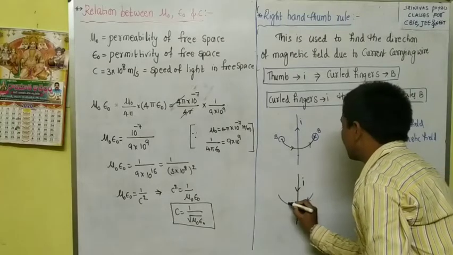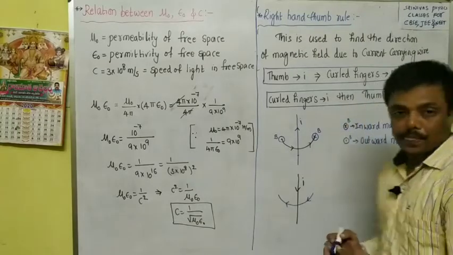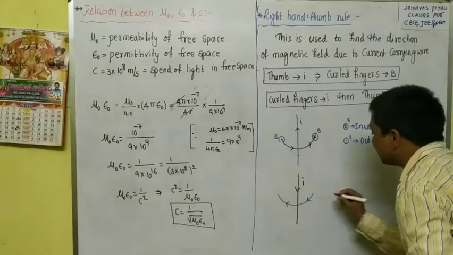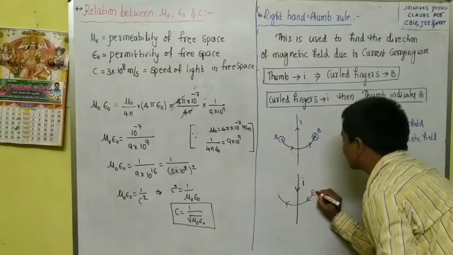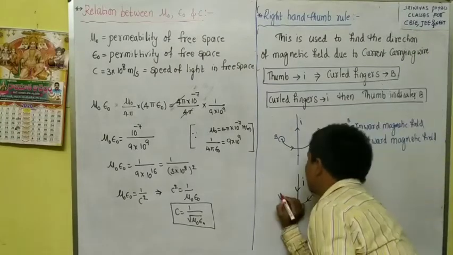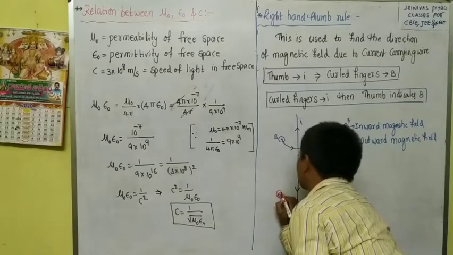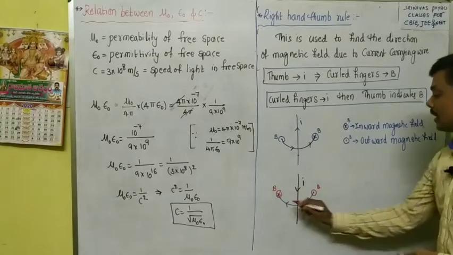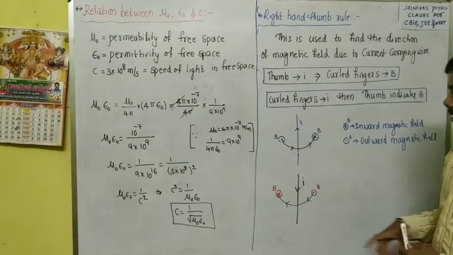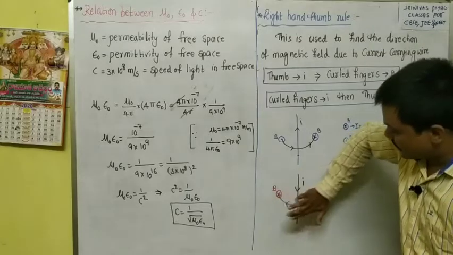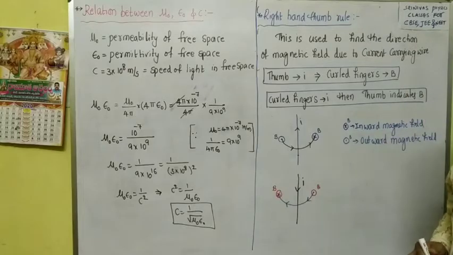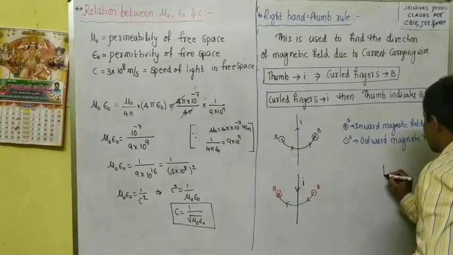This side is leaving and this side entering. This is leaving, that's why it is a dot field, and this side entering is a cross field. Dot indicates the field leaving and cross indicates the field entering. It will be in circular form, like this circle.